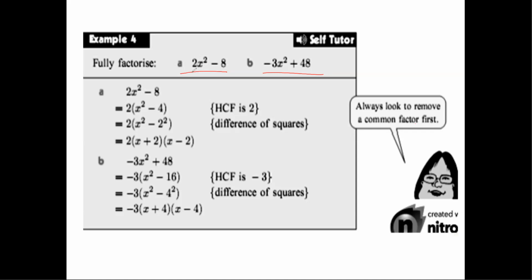Look at what we do with this first one. We factorize out 2. And when we factorize out 2, we get what? 2x squared divided by 2 will give you x squared. Minus 8 divided by 2 will give you minus 4. Now, this inside here is a difference of squares, because x squared is a square and 4 is 2 squared. So we can now factorize inside here using the difference of squares formula. See? And we get this. Follow that one?